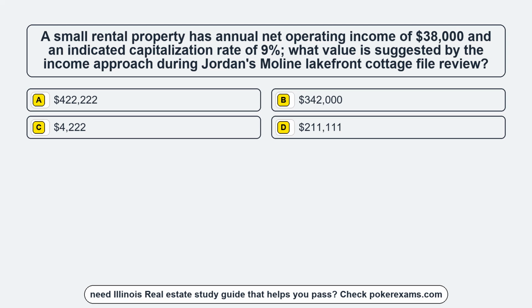Question 9. A small rental property has annual net operating income of $38,000 and an indicated capitalization rate of 9%. What value is suggested by the income approach during Jordan's Moline Lakefront Cottage file review? Option A, $422,222. Option B, $342,000. Option C, $4,222. Option D, $211,111.